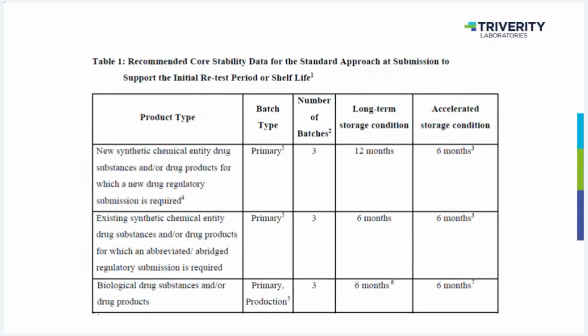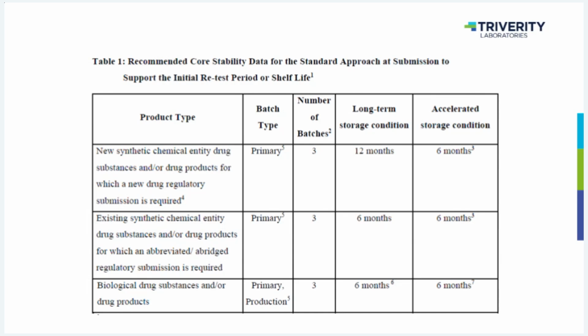This is a table from ICH Q1, the new proposed guidance. There are 3 different product types on here. One is a new synthetic chemical entity, so this is kind of an NCE or an associated drug product. The next is an existing synthetic chemical entity. And then the last one is biological drug substances and drug products.